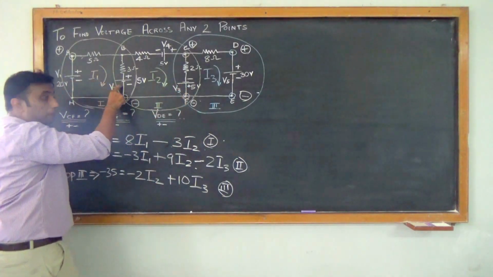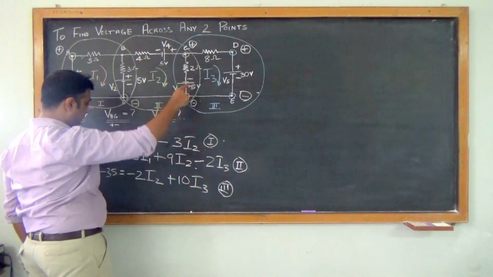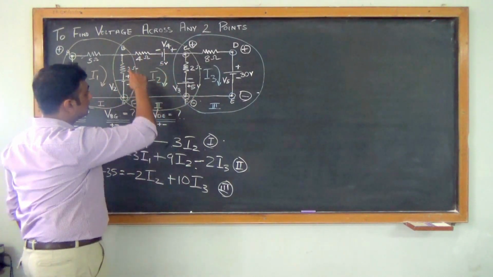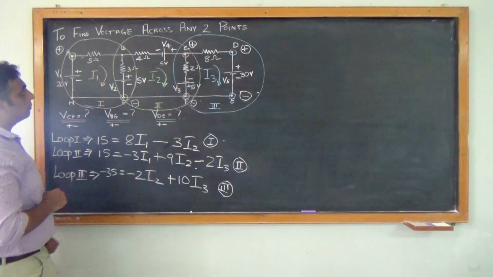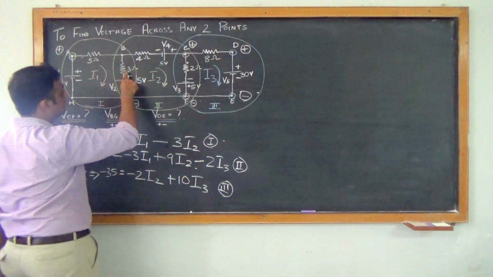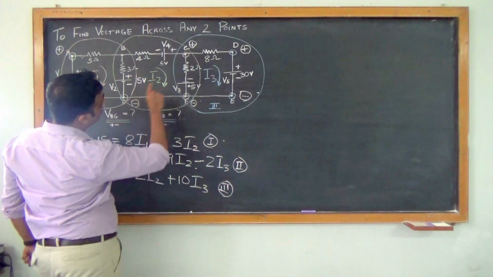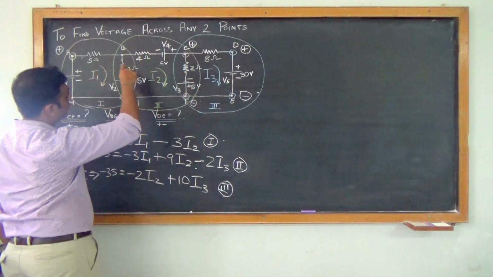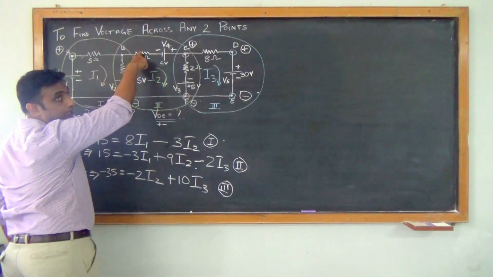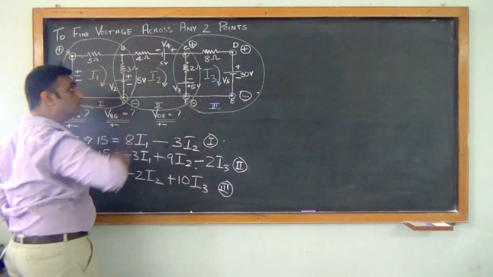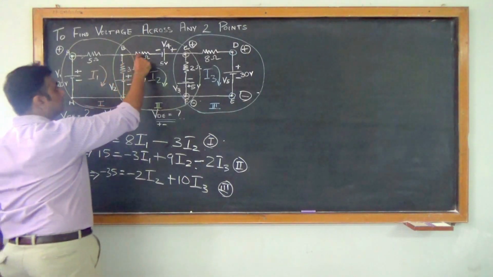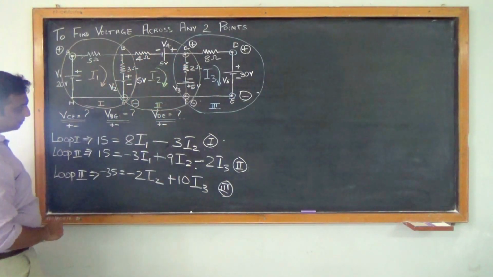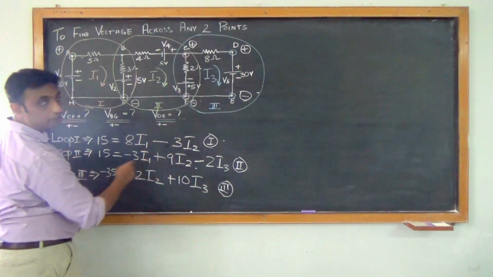So it is plus 5 plus 5 plus 5, which gives us 50, equals the number of voltage drops in this loop 2. How many resistors do we have? We have 3 ohms, 4 ohms and 2 ohms. Now I2 is flowing in the 3 ohms, the 4 ohms and even the 2 ohms. So I add all these resistors: 3 plus 4 plus 2 gives us 9 I2.